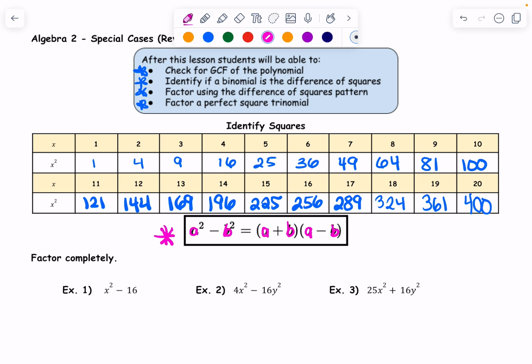Now, for this pattern, you're going to have one that's plus and one that's minus, because the only way to make a negative b squared is to have one positive and one negative. Also, when we multiply this through, we would get a squared plus ab minus ab minus b squared. So you can see how those middle terms will go away, right? They're going to go to 0. And so that's why you need one positive, one negative, and both factors basically the same. One's a sum, one's a difference.